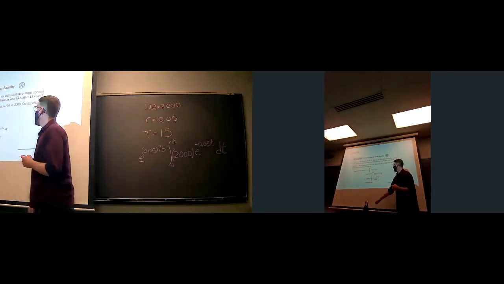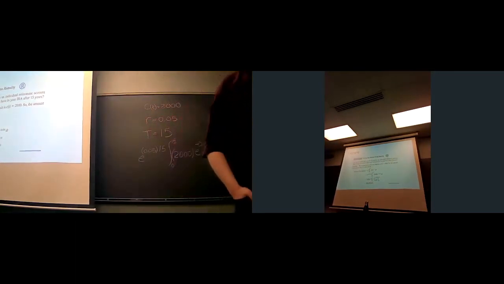So after we do the integration, this is going to come out to be 2,000 times e to the 0.05 times 15, times e to the negative 0.05 t over 0.05 from 0 to 15. You got my negative sign.